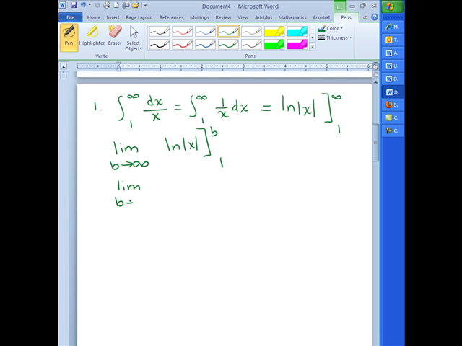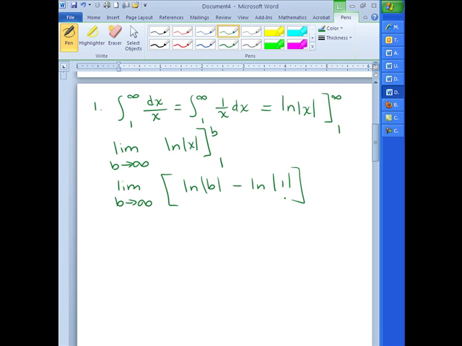The limit as b goes to infinity. So as we get closer and closer to infinity, does our graph area look to converge? And so we do the ln of b minus the ln of 1.